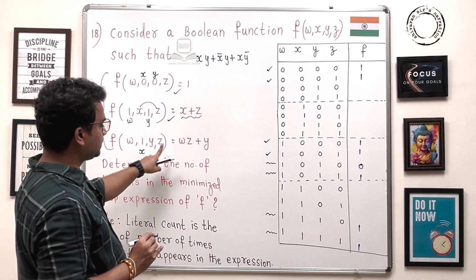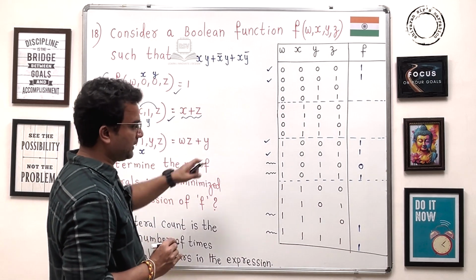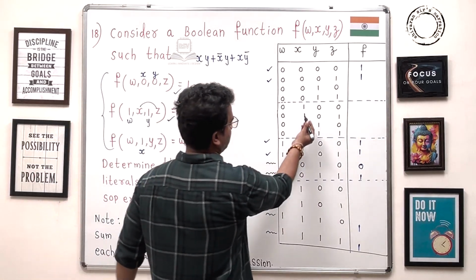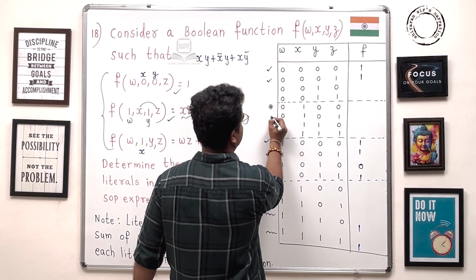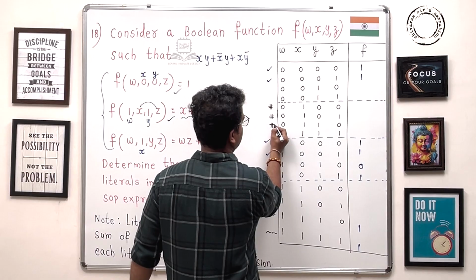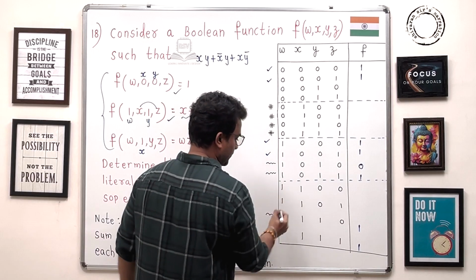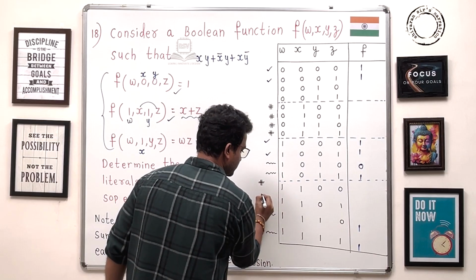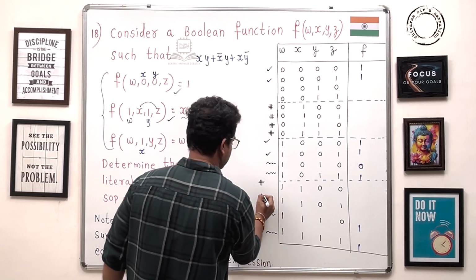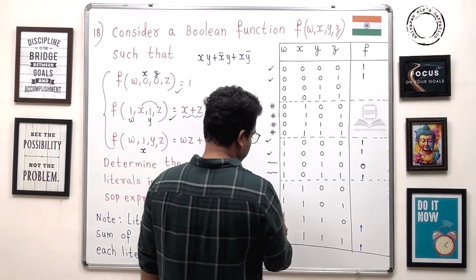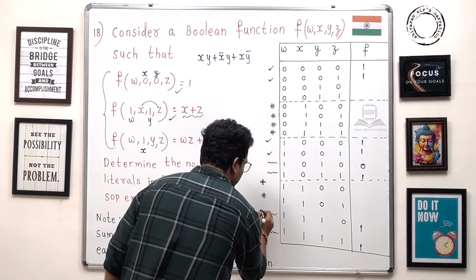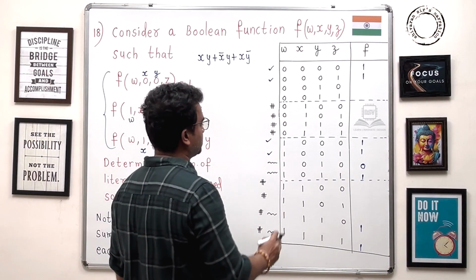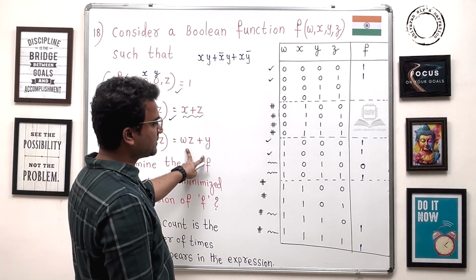F of w, x, y, z: whenever x is 1, the output is wz plus y. Where we got x as 1, here and here, these are the cases, isn't it? Moreover, here also, this one and this one, x is equal to 1. These two combinations also, because x is equal to 1 only here. Now let's see the outputs. What is that? wz plus y.